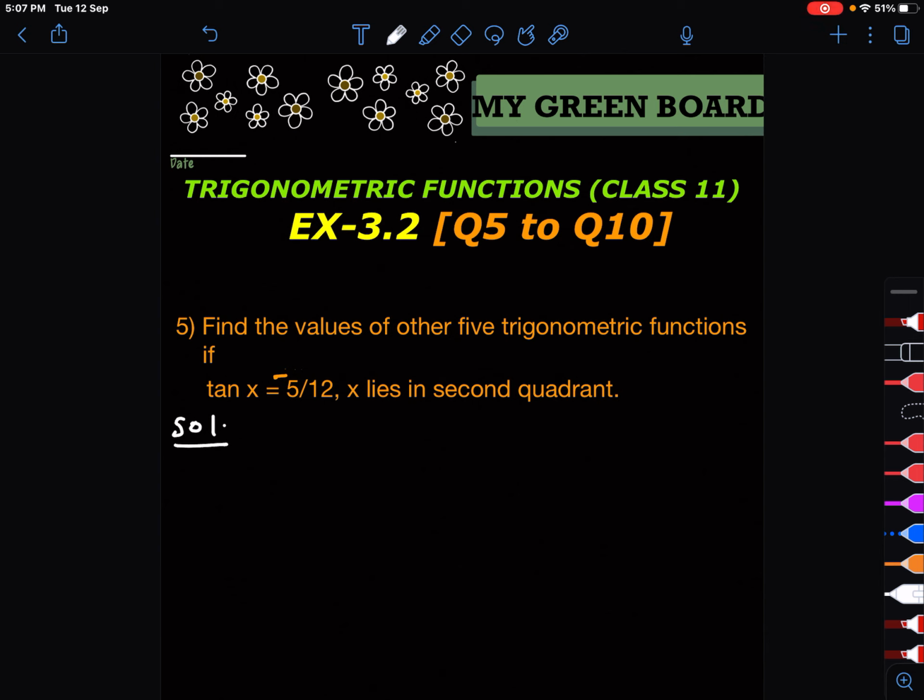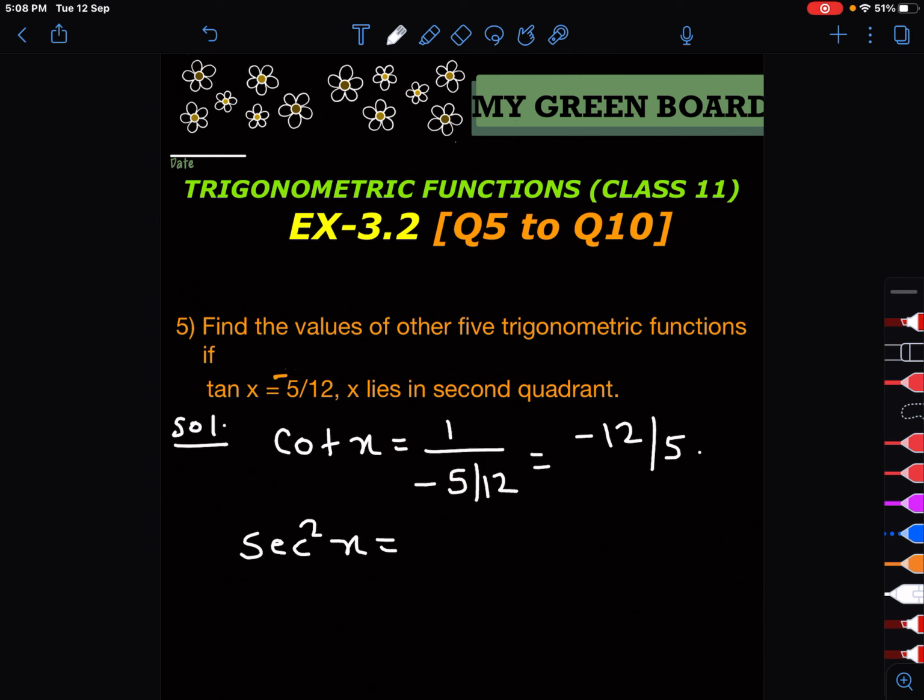Here they have given the tan of x, so we'll take the reciprocal of tan, that is cot of x. It becomes 1 by minus 5 by 12, which gives you minus 12 by 5. We have got the answer for cot x. Now, for tan x, we have an identity: secant square x is equal to 1 plus tan square x. Please do along with me so that you also get the practice.